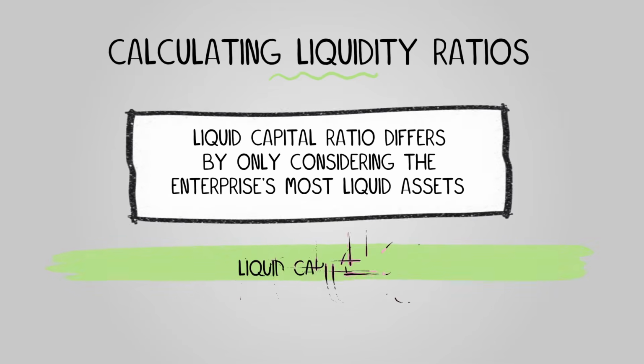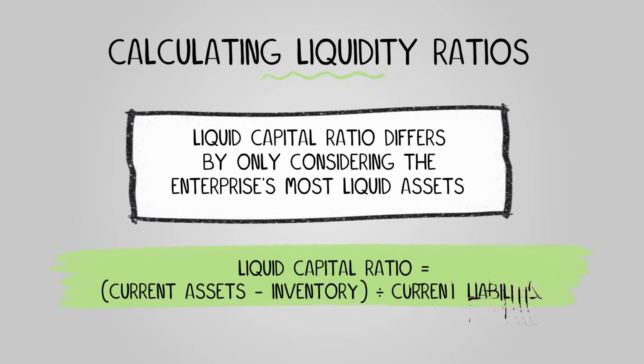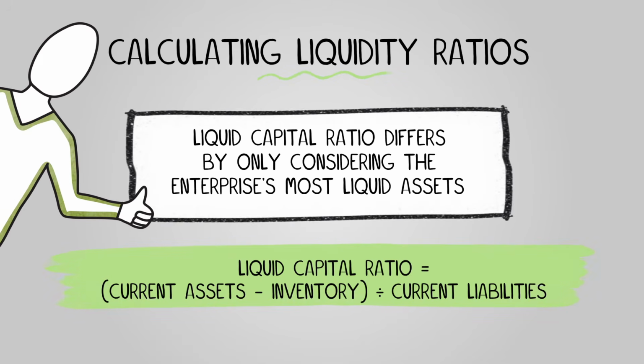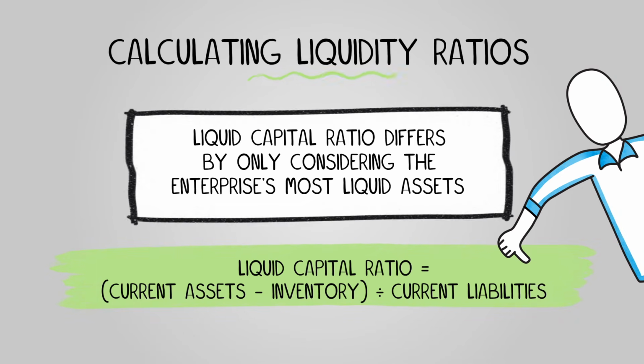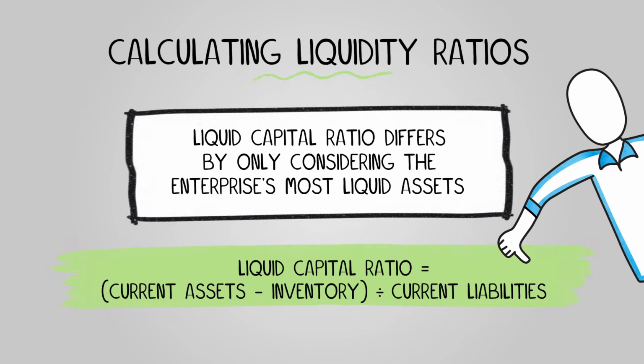Liquid capital ratio differs by only considering the enterprise's most liquid assets. It's calculated as liquid capital ratio equals current assets minus inventory divided by current liabilities. Here too, a higher ratio would be better than a lower ratio, and a ratio of less than 1 to 1 means that you are likely not able to pay your current liabilities.